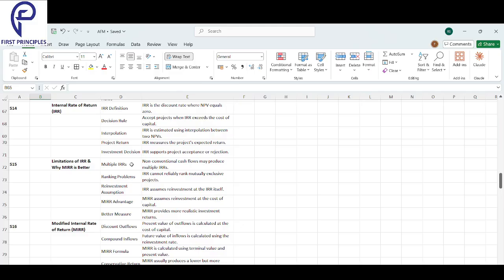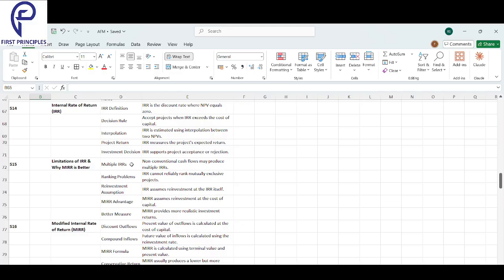Next, why do you use it? IRR measures the project's expected return, and if your return from the project is greater than your cost of capital, then you can go for the project. So what is IRR again? The discount rate at which NPV is zero. What is the decision rule? Accept if IRR is greater than your cost of capital, reject if IRR is less than your cost of capital. Which method uses interpolation? IRR.